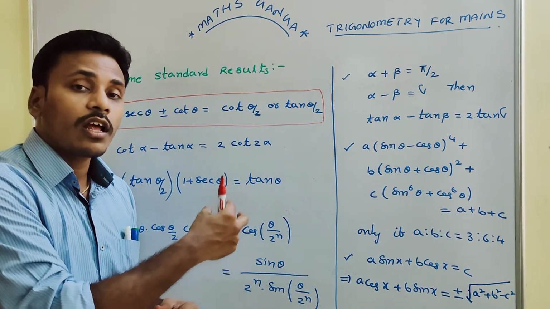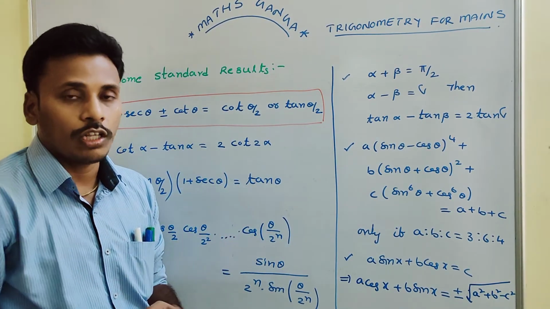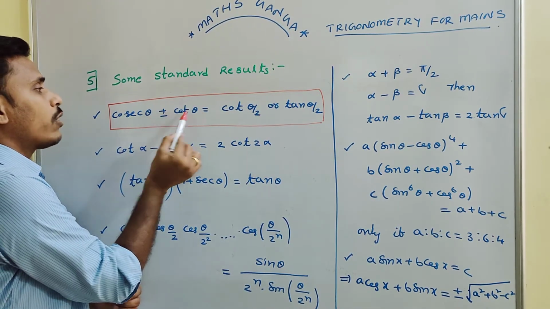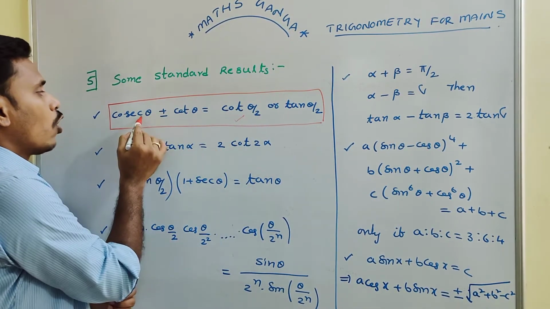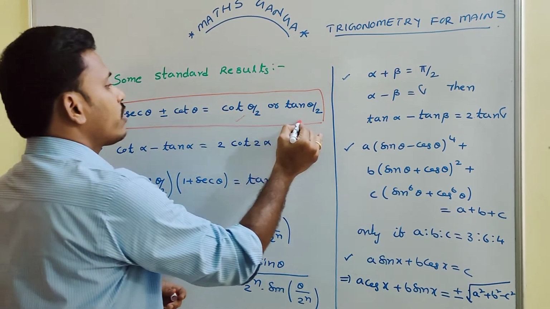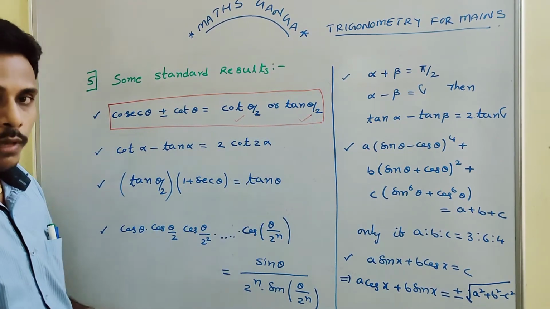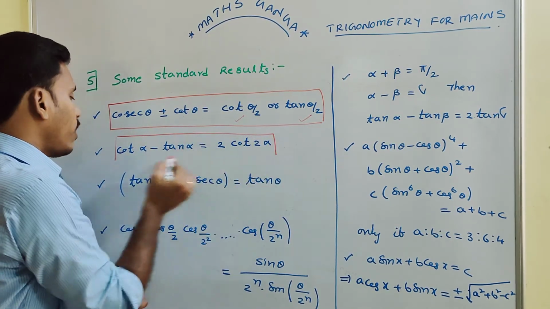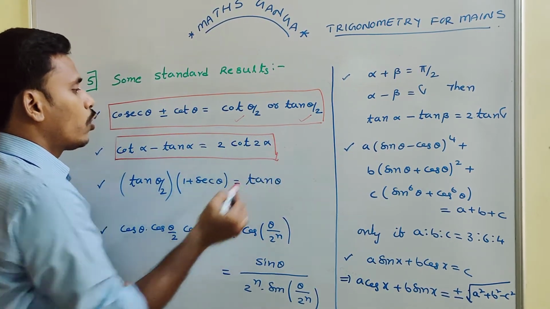These are also just formulas that we need to memorize. If it is a plus sign, cosecant theta plus cot theta is cot theta by 2. Cosecant theta minus cot theta is tan theta by 2. That's one you need to memorize. And another one, cot alpha minus tan alpha is equal to 2 cot 2 alpha.